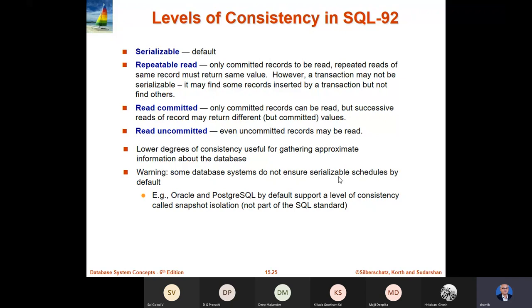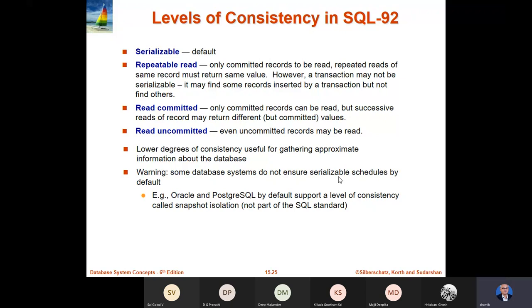It may find some records inserted by a transaction, but not find others. So what it means is like this. Suppose there is a transaction, and say it is reading the account balances. In the transaction, first it reads all the account balances, and say there are 1,000 such accounts. So it read those 1,000 accounts and their balances. If this transaction reads the balances of those 1,000 accounts once again, that is what is called a repeat read. It will again read the same accounts, and it will also read the same values of their balances. So that is what is called repeatable read.